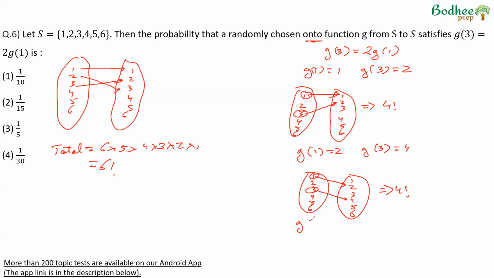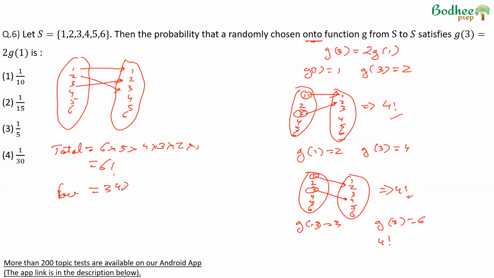Similarly, if we take G1 as 3, G3 will be 6. In this case also, we will be able to define 4 factorial functions. G1 cannot take any higher value because then G3 will cross 6, but that is the highest number we had. Therefore, favorable cases will be 4 factorial, 4 factorial, 4 factorial, or 3 into 4 factorial.